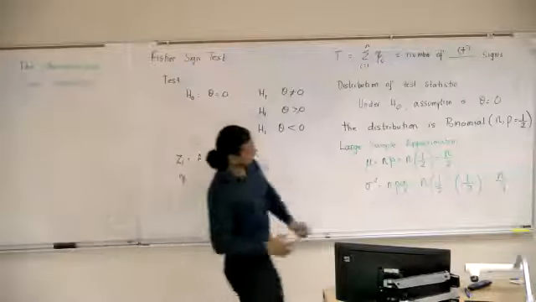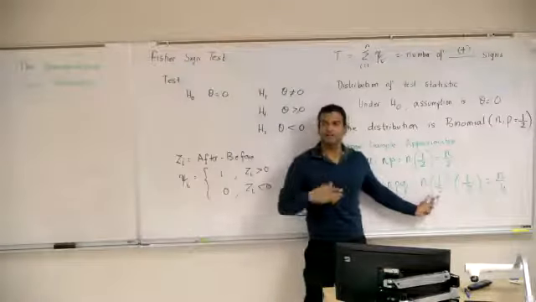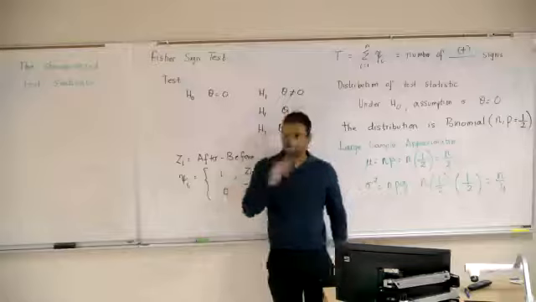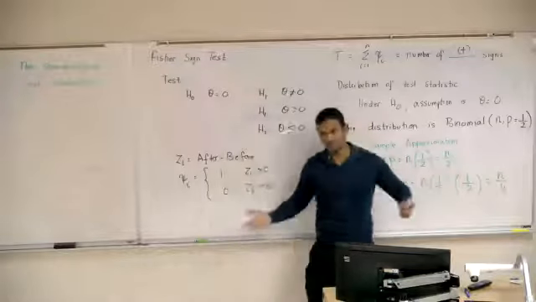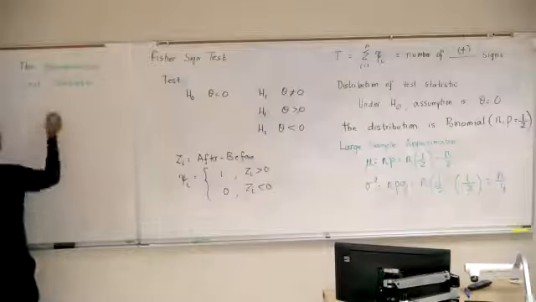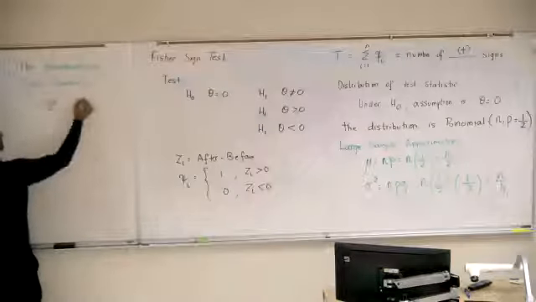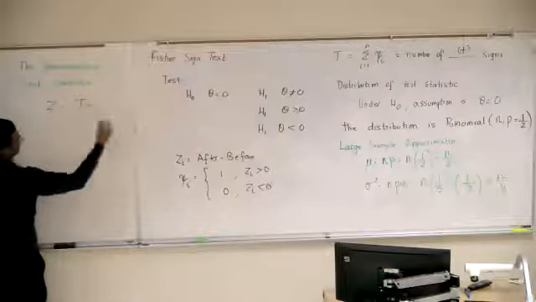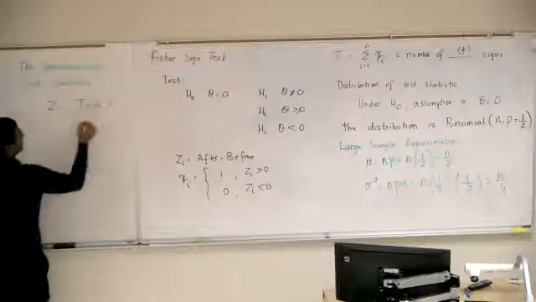If the probability of success is 1/2, the probability of failure is 1 minus 1/2, which is still 1/2. So the standardized test statistic, as always, is Z equals T minus mu divided by sigma.